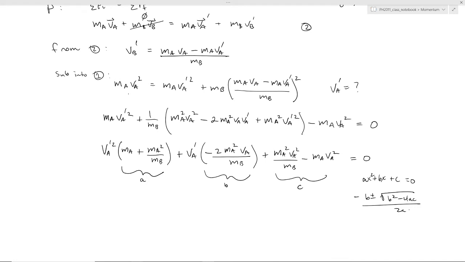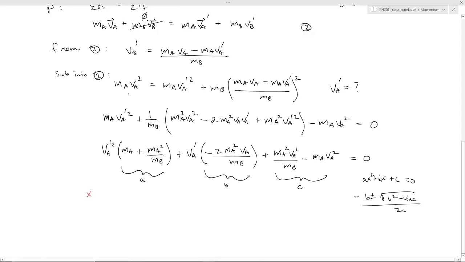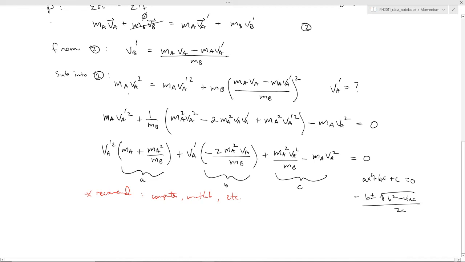Now, unlike some of the quadratics that we encountered, for example, with projectile motion, this is a little more complicated. We have a lot of pieces floating around in A, B, and C, so I would really recommend solving this on the computer, MATLAB, etc. You want to do it in a way that's efficient because it's easy to make mathematical errors with this, and that can be really frustrating when you have a complicated problem.